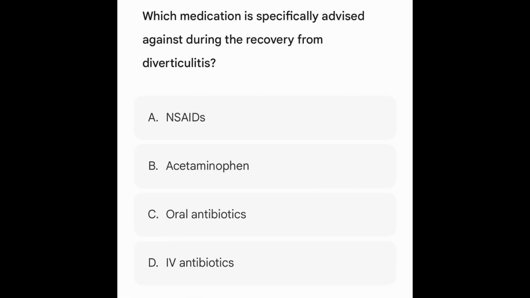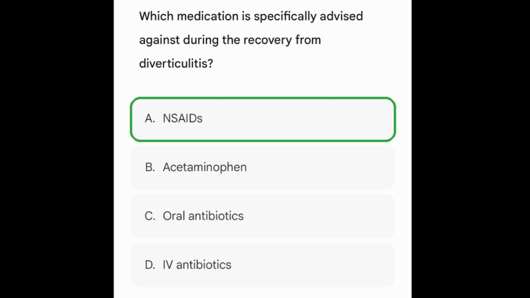Last question. Which type of medication is specifically advised against while recovering from diverticulitis? The answer is NSAIDs.